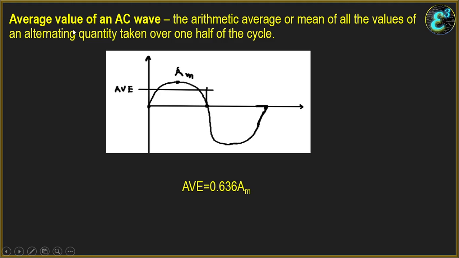Next, the average value of an AC wave. That is the arithmetic average or mean of all the values of alternating quantity taken over one half of the cycle. So ito po yung ating wave. Meaning yung ating average value is the sum of all or the average of all the values of our alternating quantity, yung bawat value nito with respect to time. So to get that one, we have this formula: 0.636 times the amplitude, that is the peak value.